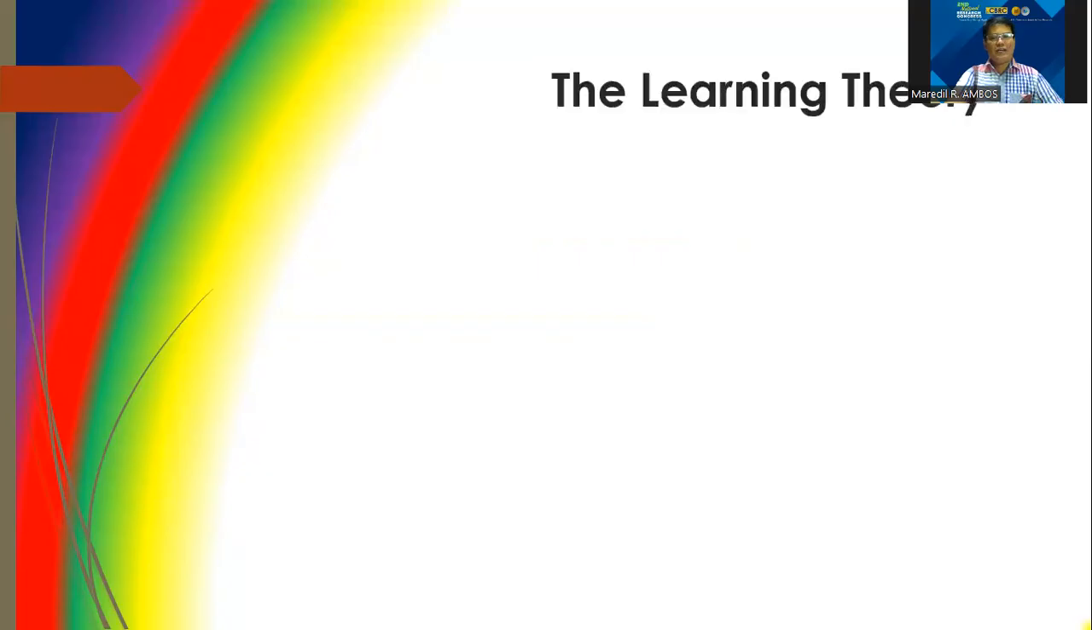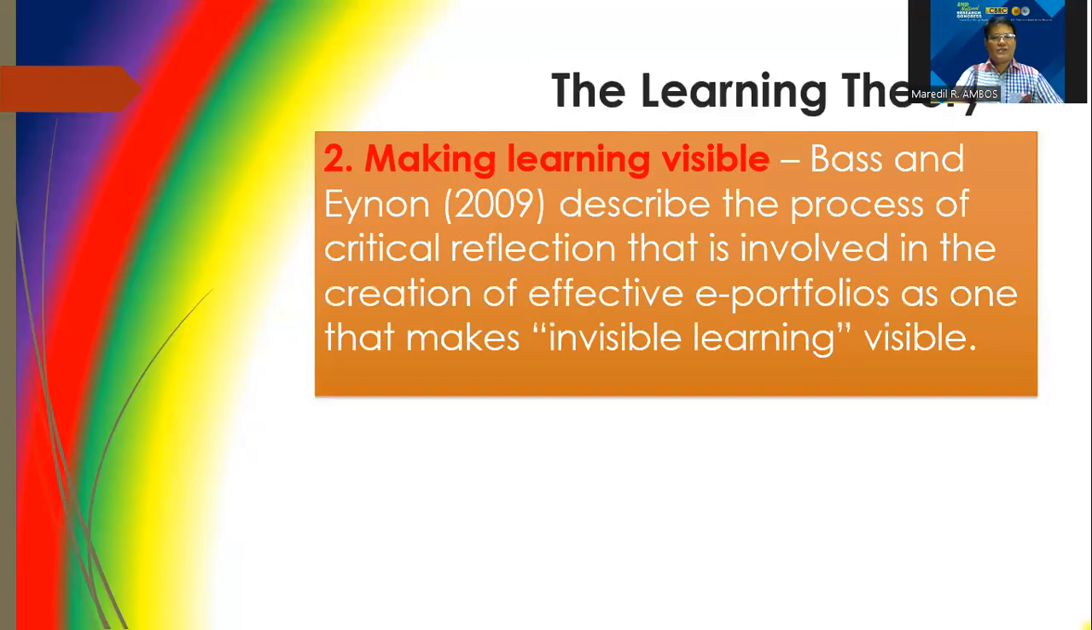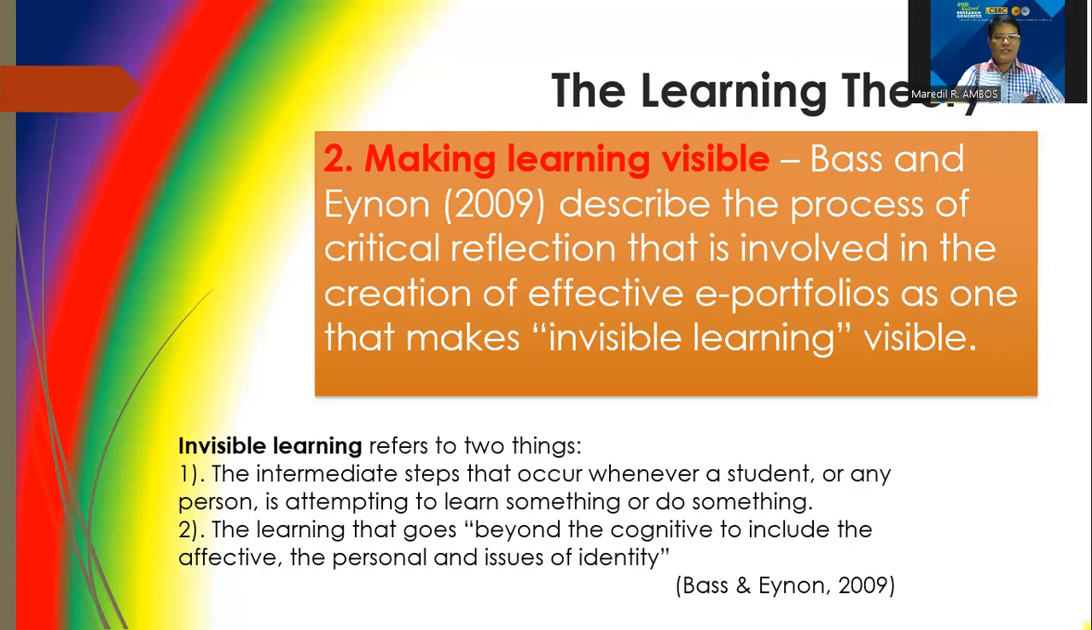The second one is, of course, making learning visible. So according to Bass and Eynon in 2009, the process of critical reflection that is involved in the creation of effective e-portfolios is one that makes invisible learning visible. We have, of course, this word invisible learning. So it refers to two things.